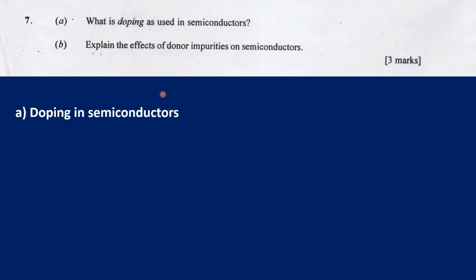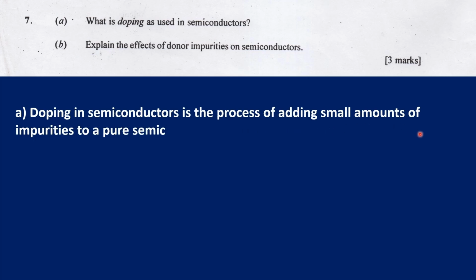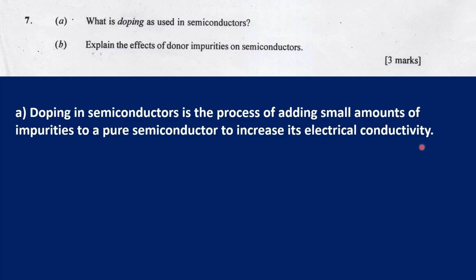All right. So doping in semiconductors is the process of adding small amounts of impurities to a pure semiconductor to increase its electrical conductivity. So the pure semiconductor is what we call the intrinsic semiconductor. And after the impurities have been added, we call it an extrinsic semiconductor. All right. So that is the A part. The B part, explain the effect of donor impurities on semiconductors.